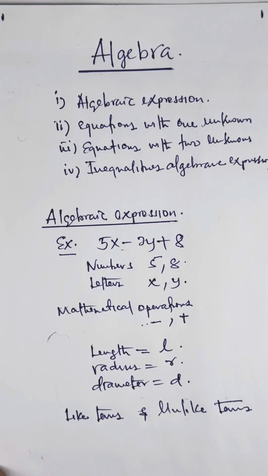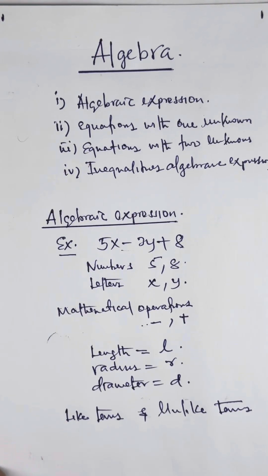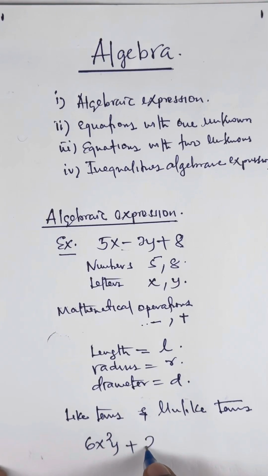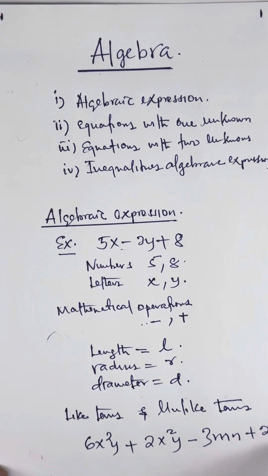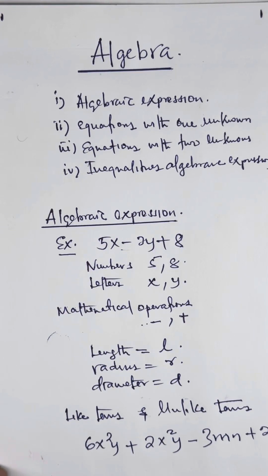For example, you can be given an expression, and you need to collect the like terms or unlike terms. So for example, you have been given 6x squared y, add, let's say, 2x squared y, minus, let's say, 3mn, and then maybe add 2uy squared. Sometimes the letters contain exponents.